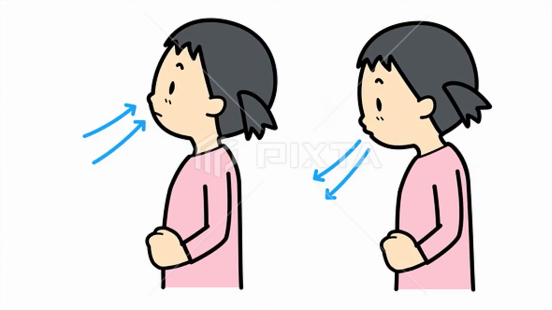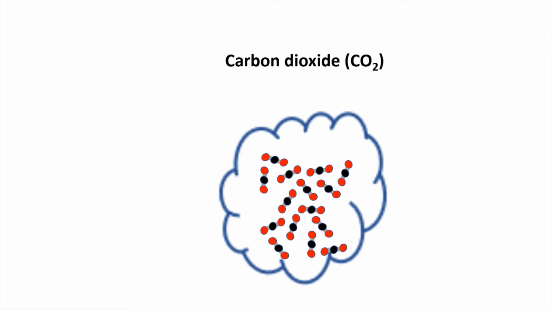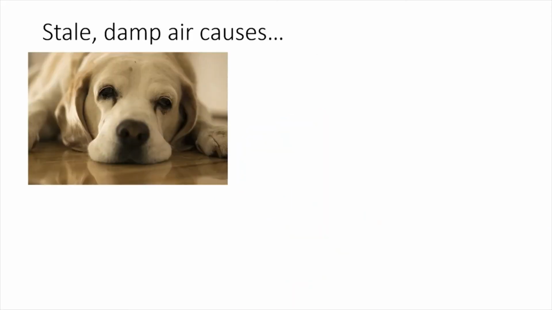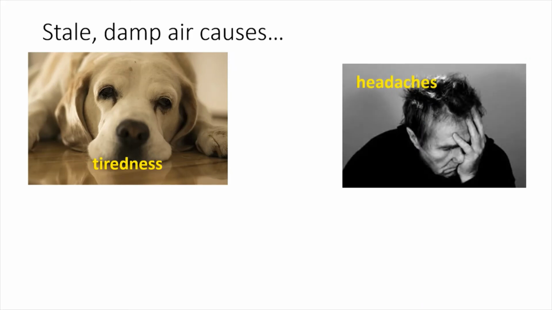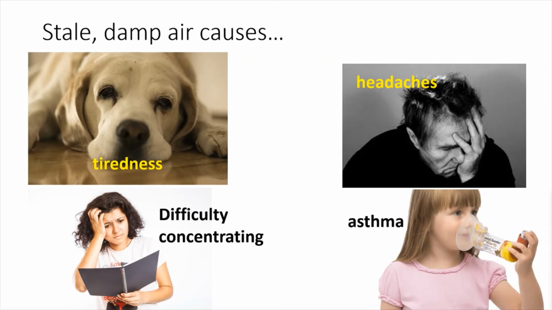When we humans breathe in, we always breathe out a mixture of water vapor and a colorless gas with no smell called carbon dioxide, or CO2. CO2 is harmless if levels are low enough, but if levels get too high, it can cause tiredness, headaches, and a difficulty in concentrating. A room with high levels of CO2 will probably have high levels of particles and water vapor too, and together they can trigger asthma attacks.